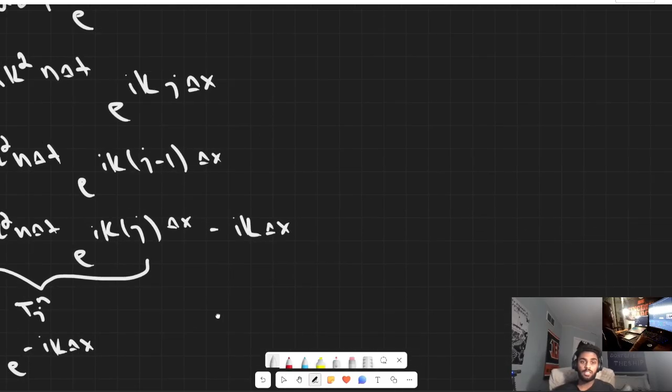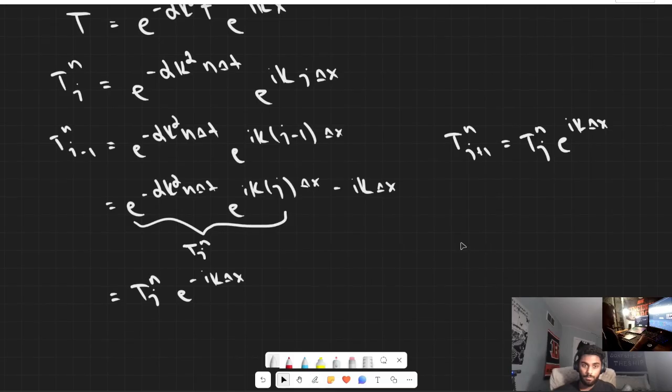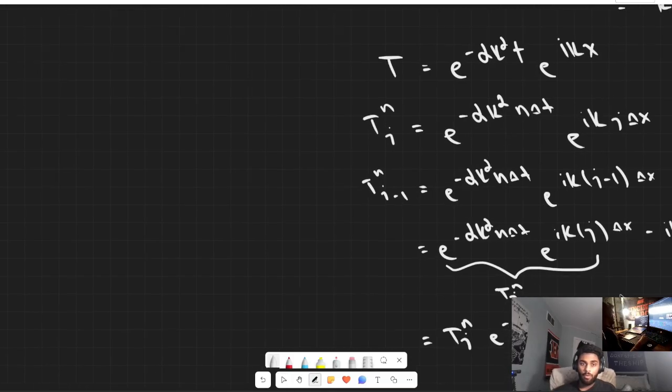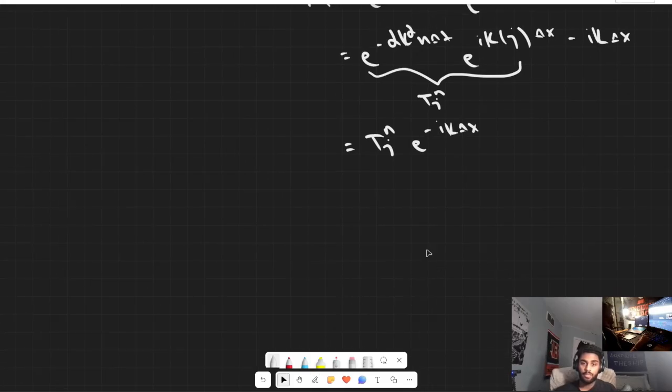So we can actually do that for our j plus 1 too. So T at j plus 1 is equal to Tj^n, and this is e to the positive ik delta x. So what we do now is I want to rewrite this side of the expression, but I'm going to pull out this Tj^n term.